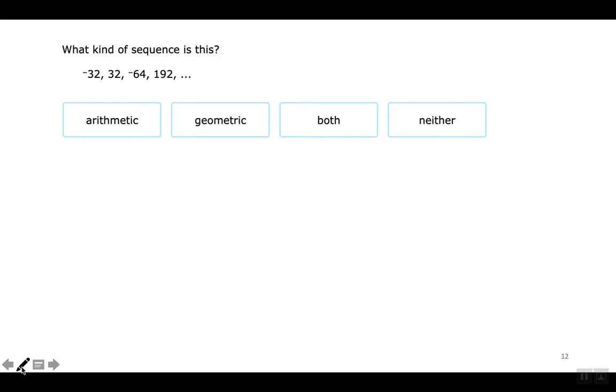All right, so this one, let me tell you how you can look at this one. From negative 32 to 32, it could be two possibilities. I could either be multiplying by negative 1 to get that. Okay, but if I look at it, negative 32 times negative 1 is positive 32. But when I go to the next one, 32 times negative 1 should be negative 32, and that's not what's there. So it can't be that.